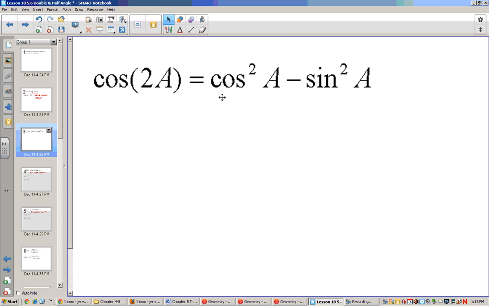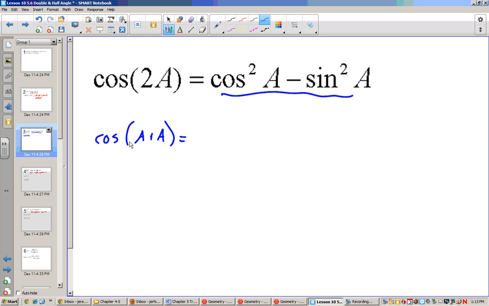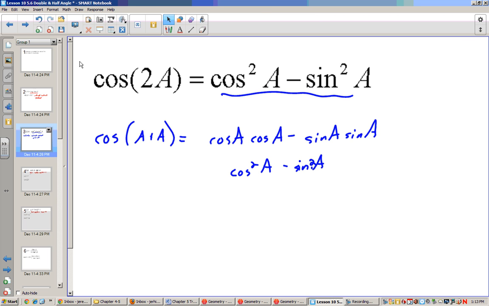All right, cosine of 2a is another double angle property that looks like this. And we get it similarly to how we got the first one. We do cosine a plus a, which is cosine a cosine a minus sine a sine a. And that's just expanding using composite argument property. Now cosine times cosine is cosine squared. Sine times sine is sine squared. And we have our property. These are nice, easy, quick proofs.